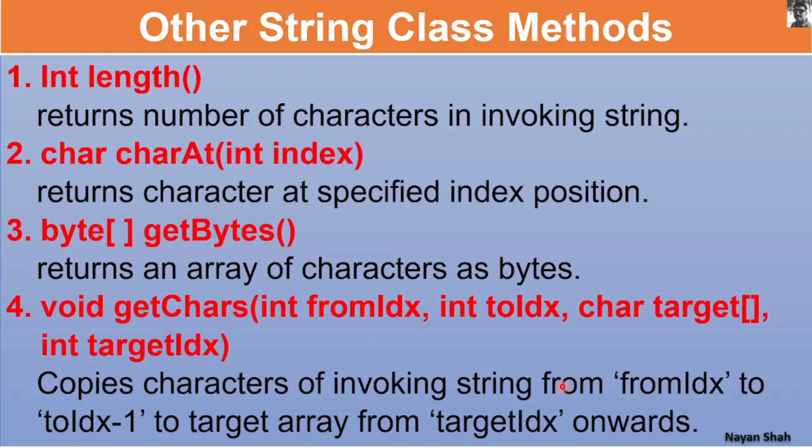So from one string, it will extract certain characters which you specify using fromIndex and toIndex, and then it will copy those characters into a new array, that is the target array, and in the target array also it will copy them into a particular location. So getChars is used to take out certain characters from one string and to copy them into another.